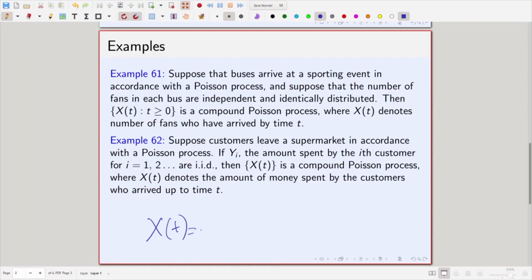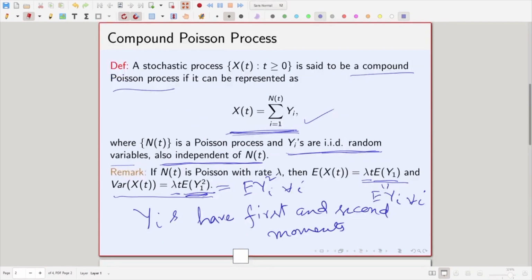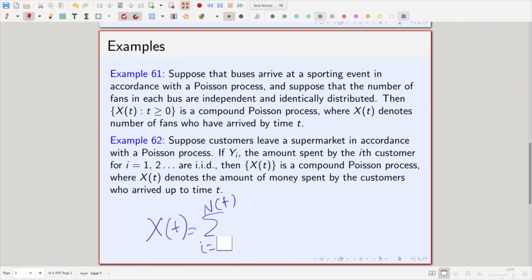What will be the total number of people, or total number of fans, who have arrived up to time t? It should be just the sum of Y_i, with i running from 1 to N(t). That is how we wrote it. And we will basically follow the convention.